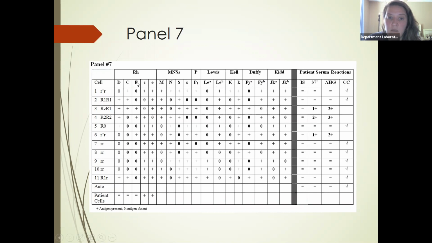So big E and then little c and little e. Okay, so make sure you're looking at the right antigen. Cells number 3 and 6 would be appropriate positive controls for antigen typing. For your negative controls, any of the E negative cells would work. So 1, 2, 5, 7, 8, 9, 10, 11, right? Any of those would work as negative controls.